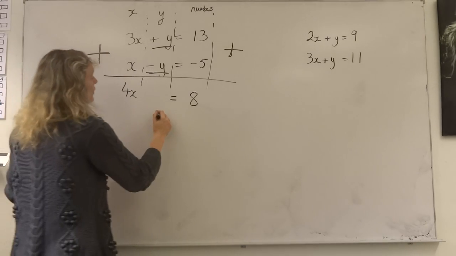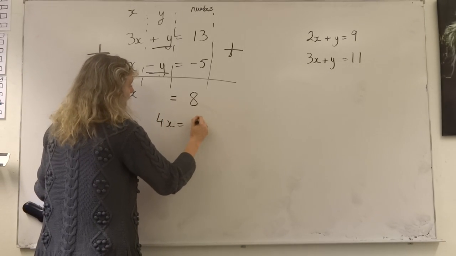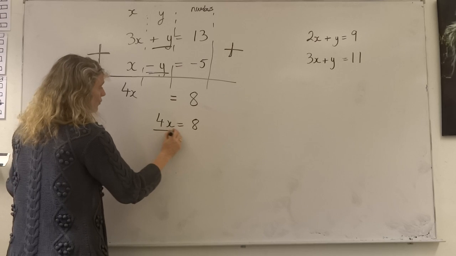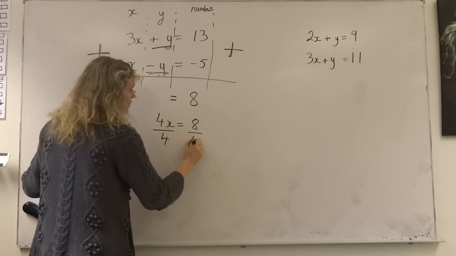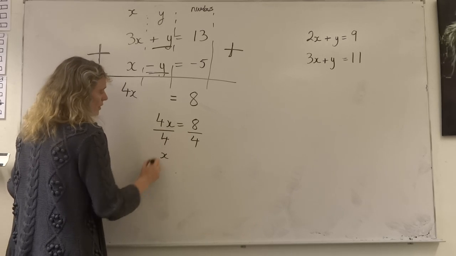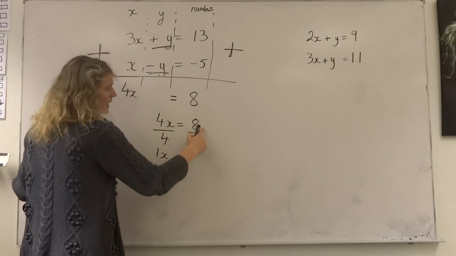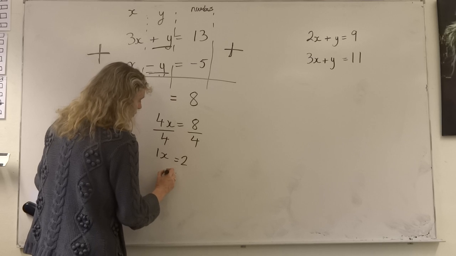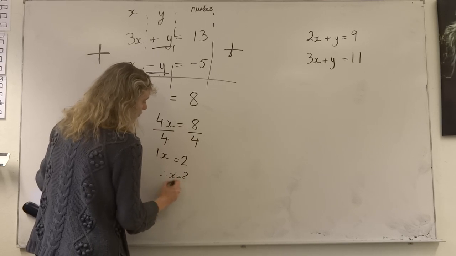So if we know that 4 times x equals 8, to get x by itself, we divide both sides of our equation by 4. 4 divided by 4 gives us 1x. So 1x is 8 divided by 4, which is 2. So we know that x equals 2.